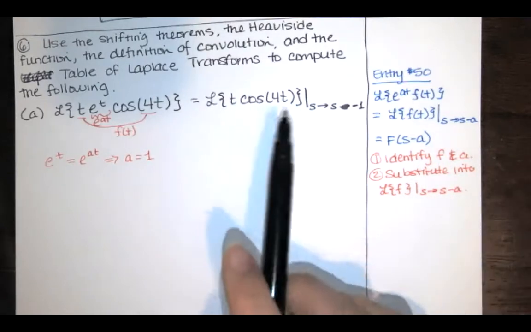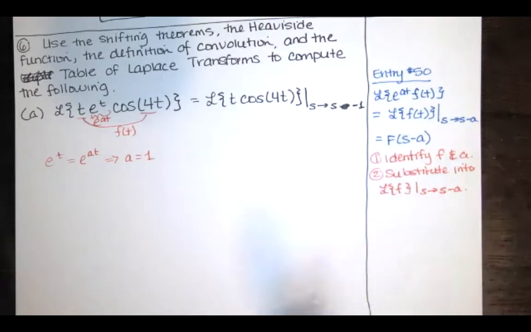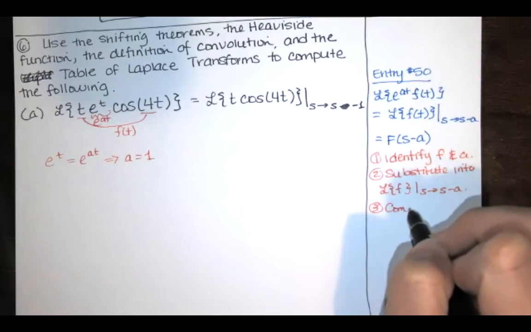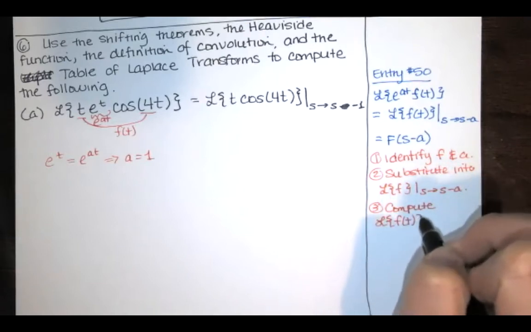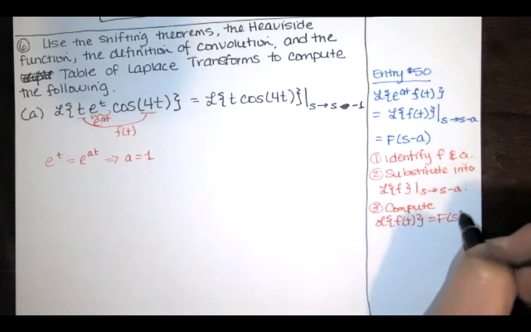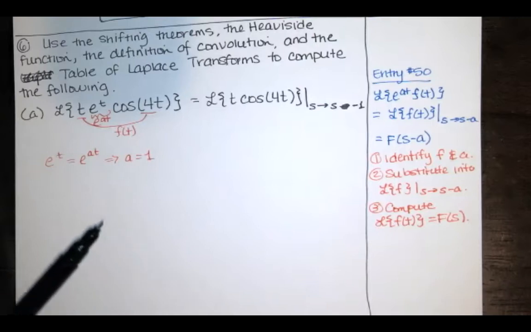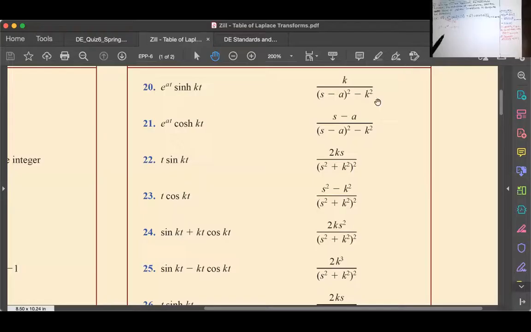Okay, and now I just need to compute the Laplace transform of f, which is F of s, and then replace the s with s minus a. And that's easy enough if there's an entry like that in our table. So let's look at our table and see what we have. If we go to our table, we see that entry number 23 is consistent with this.